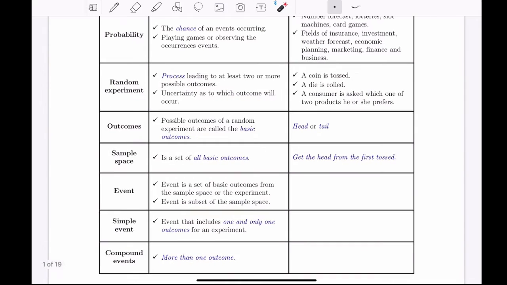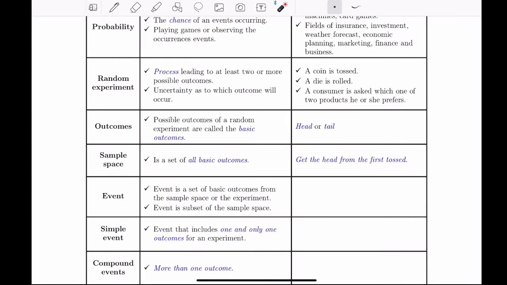Okay. Then what are outcomes? Possible outcomes of a random experiment are called the basic outcomes. For example, just now I said about a coin being tossed, right? So when we toss a coin, we're going to get either a head or a tail. So head or tail is the outcome of the random experiment.